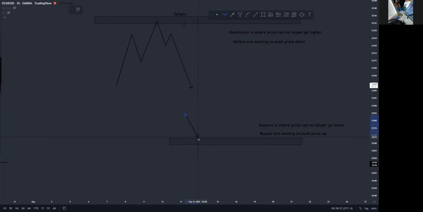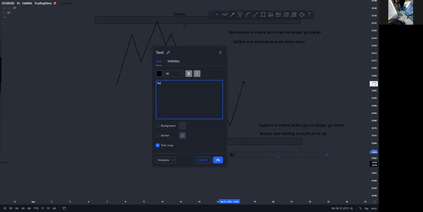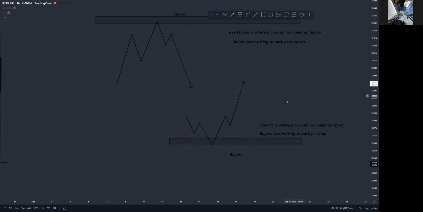So we're just going to do this one like this, coming down, coming to this area, price comes up, right? So this is an area of support where buyers push price up from here, right? So this is how we see support, and then this is support, and then this is resistance, right? So we understand this and that, right?